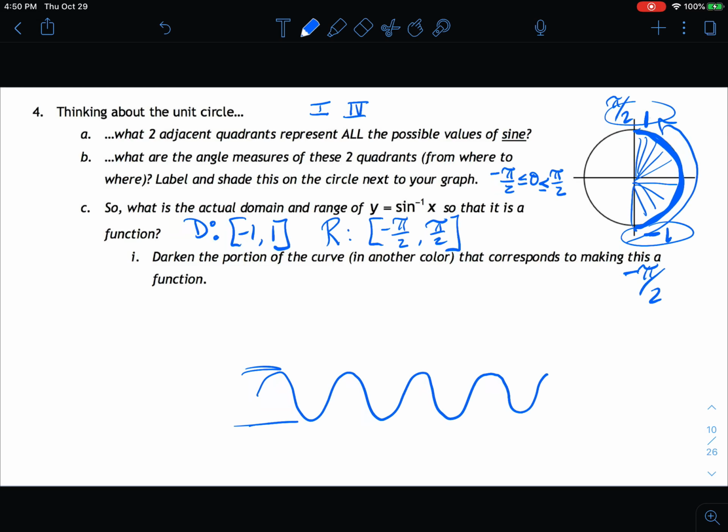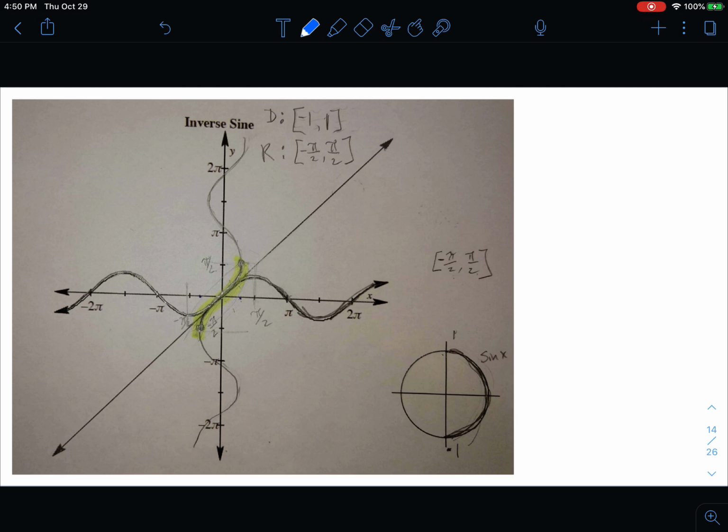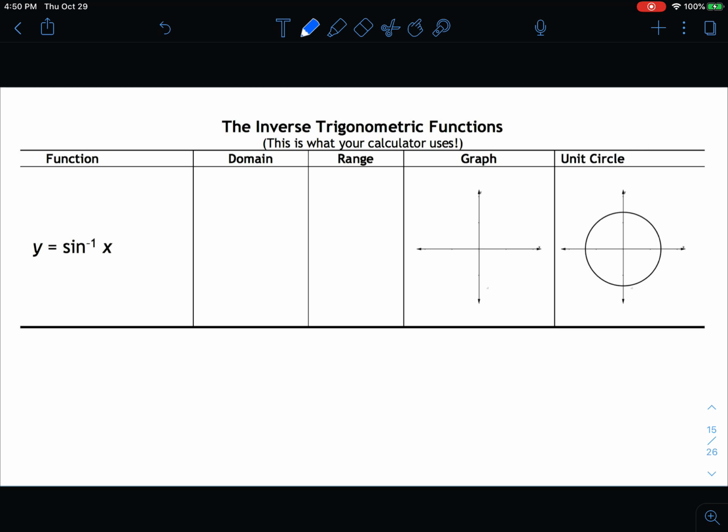Okay, so darken the portion of the curve in another color that corresponds to making this a function. I'm going to go back now and show you what I did here in a different color. This is -pi/2 to pi/2, that's the range, and this is -1 to +1, and this is the little bit that we can now say is a function. Okay, so that is the inverse of sine. Let's go ahead and fill in this graphic organizer.